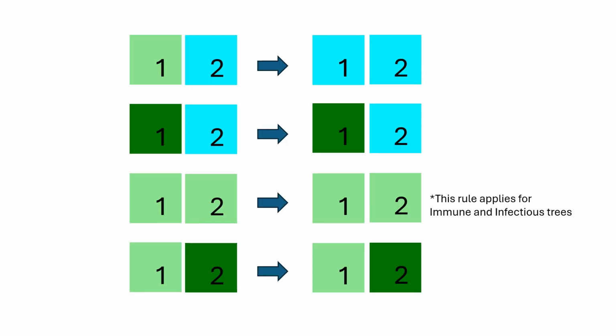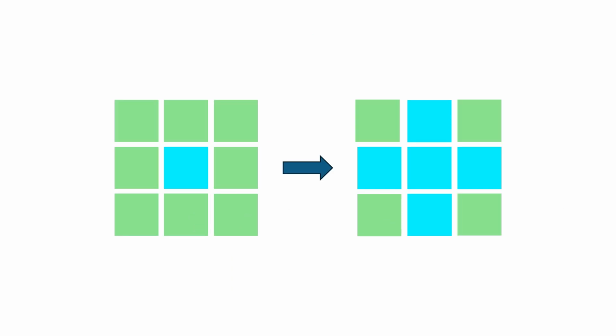Our rule set is simple. If a susceptible tree is next to an infectious tree, the susceptible tree becomes infected. And in our model, we use the von Neumann neighborhood to update the state of each tree in the grid. So this defines each cell's neighbors as the ones directly to its left, right, above, and below.